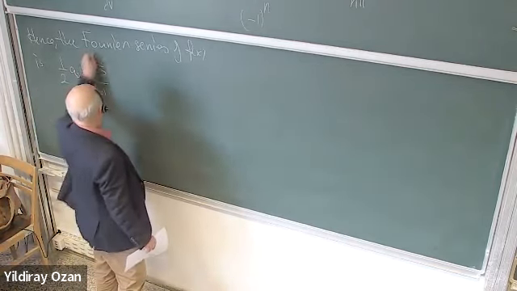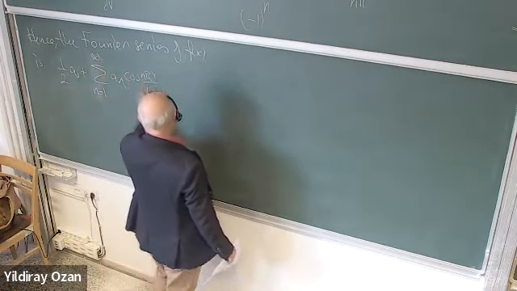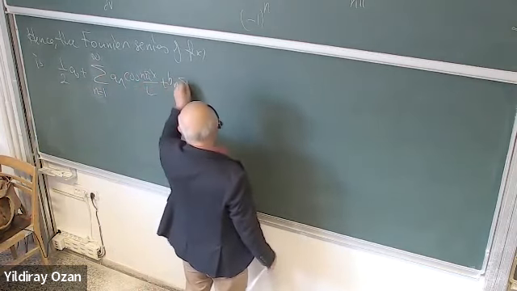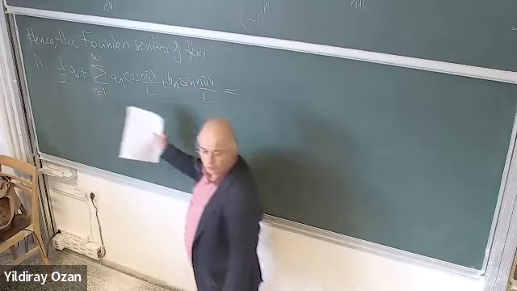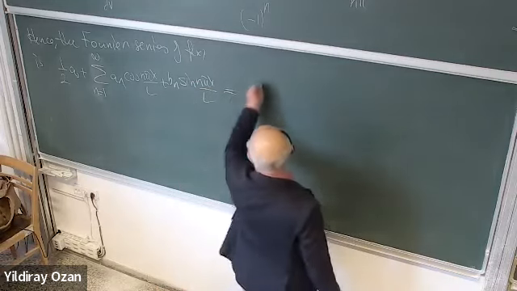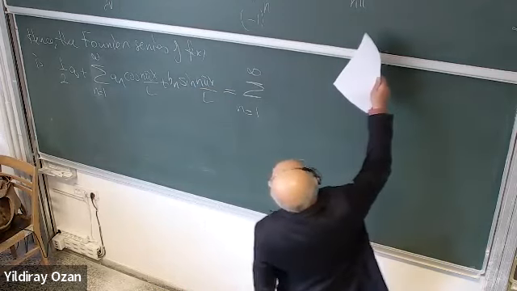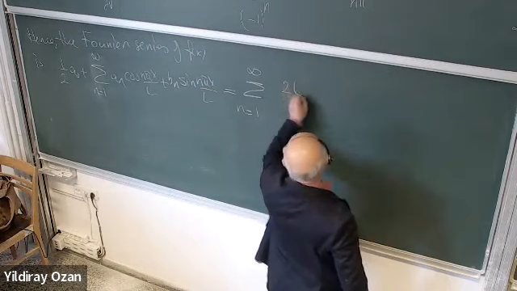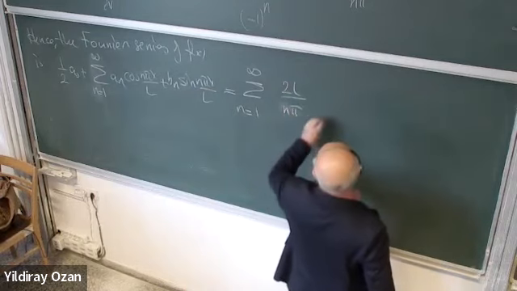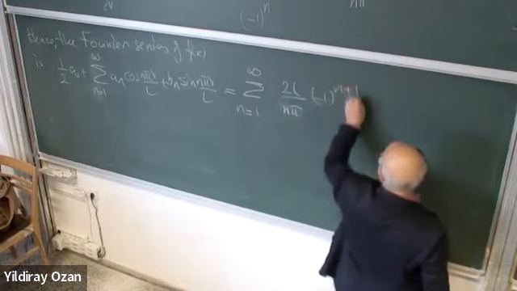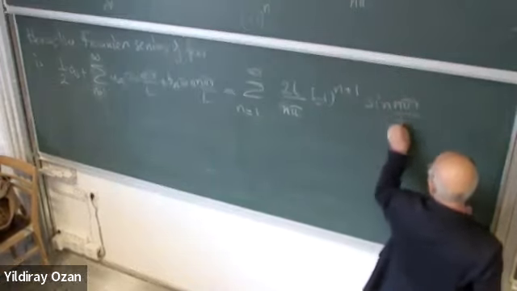Evet. n from 1 to infinity, an cosine n pi x over L plus bn sine n pi x over L. So all an's are 0. There is only bn's, and it is just from 1 to infinity. And bn is just 2L over n times pi and minus 1 to the power n plus 1, and then sine n pi x over L.